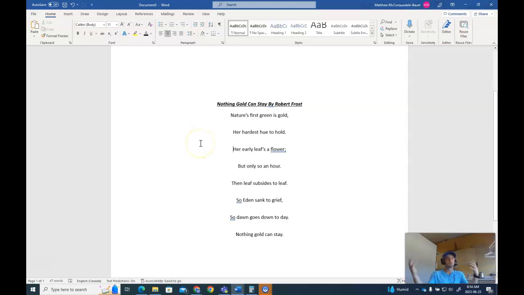So I'll read it. Nature's first green is gold, her hardest hue to hold. Her early leaf's a flower, but only so an hour. Then leaf subsides to leaf. So Eden sank to grief, so dawn goes down to day. Nothing gold can stay. Side note: see how I paid attention to punctuation as I read. You have to do this while you read poetry.